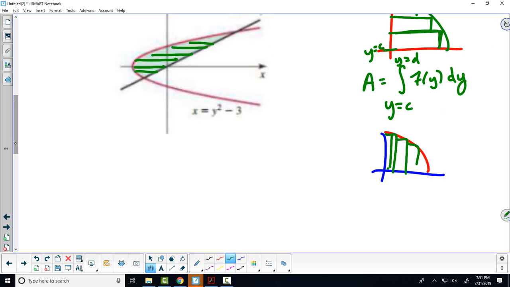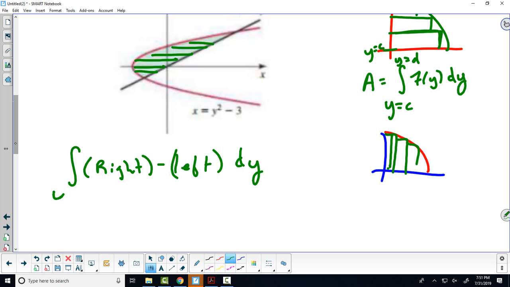So here, when we integrate with respect to y, we're going to do the rightmost minus the leftmost, from y equals c to y equals d. So why is that beneficial in this problem? So it's equivalent to doing upper minus lower? Yes. It's just on a different axis. Exactly. So instead of doing upper minus lower, we're doing right minus left. So it's the same idea.